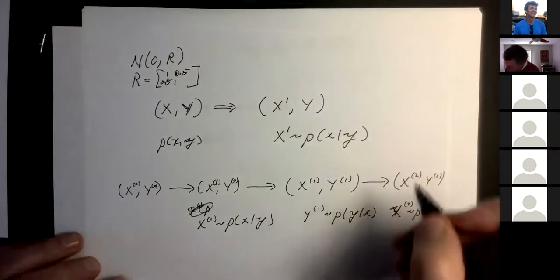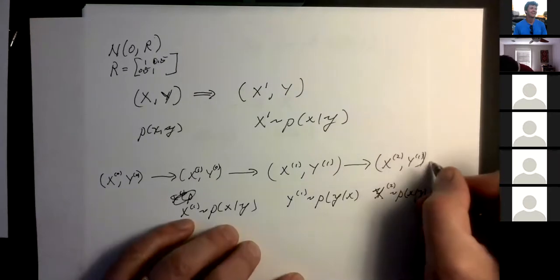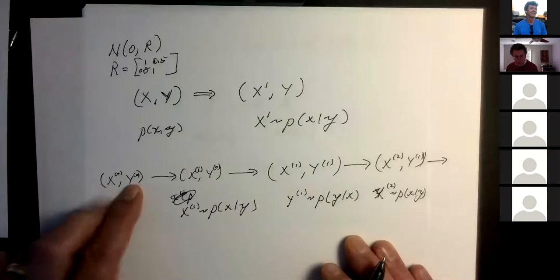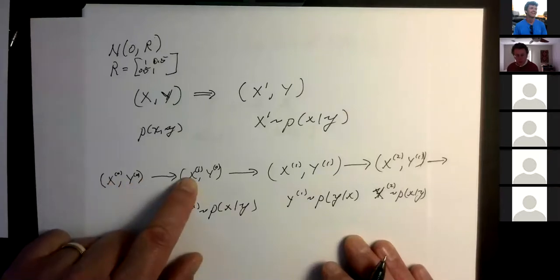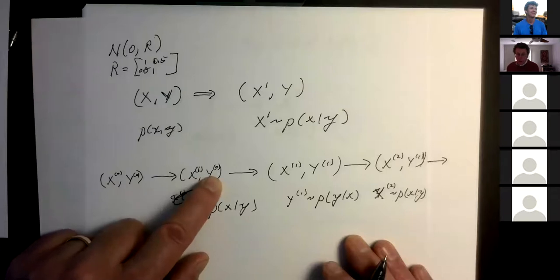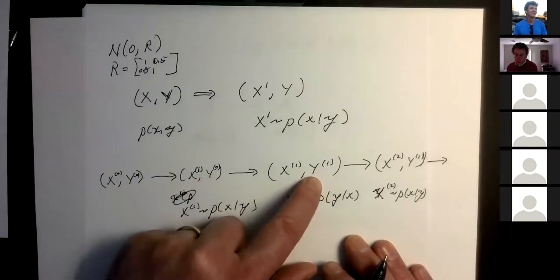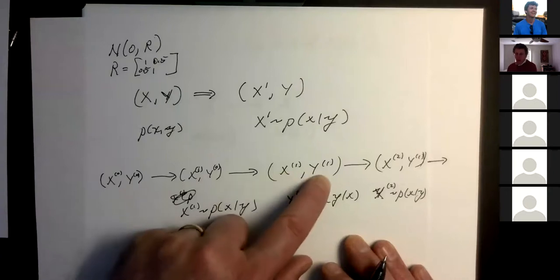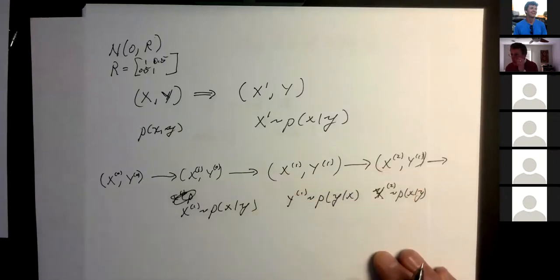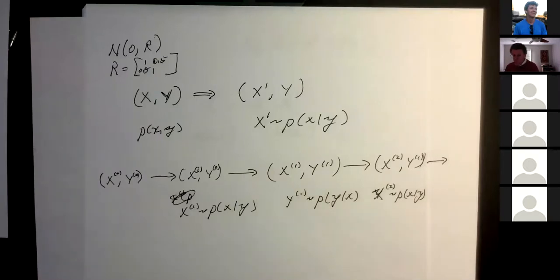And then I keep repeating this. Running out of paper like that, okay? Do you see what I'm doing here? I have this pair of pixels. I replace one pixel with a new random variable chosen from the conditional distribution of x given y. Then I replace y with a random variable generated from the conditional distribution of y given x. And then I go back and replace x with something chosen from the conditional distribution of x given y. So every time I'm replacing the pixel with a new random variable that has the same distribution given the other pixels.